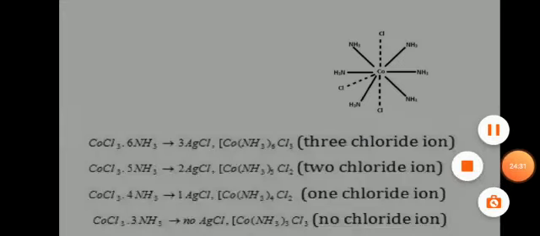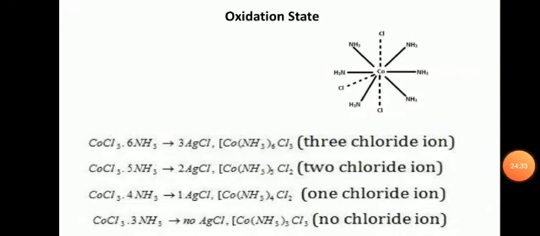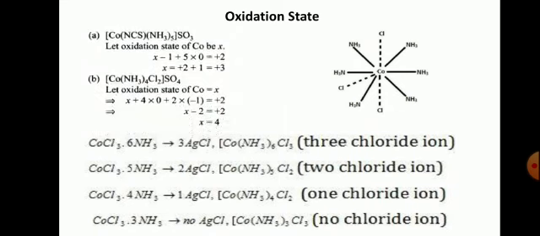It's very easy to understand what coordination number is. Coordination number is nothing but the number of ligands attached to the central metal atom, but it's a little difficult to calculate the oxidation state. So let us see an example of how to calculate the oxidation state.